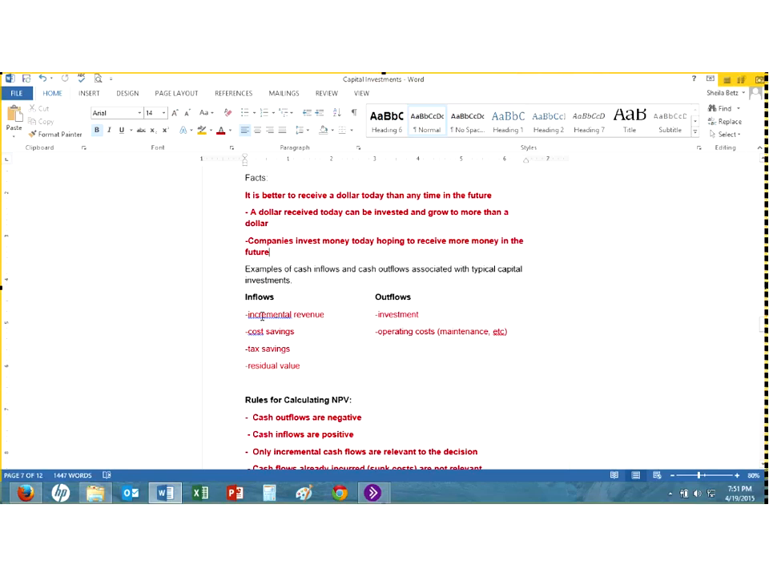Let's look at some examples of what would be considered a cash inflow. One would be incremental revenue. So what does this mean? Starbucks decides to invest in a new fancy coffee machine that's going to make this new fancy coffee. The additional revenue that they would receive from that new coffee machine, so they can sell their new product, is incremental revenue. Now, we wouldn't take into consideration the revenue that they make on the drinks they currently sell, just the new drink because of the machine.